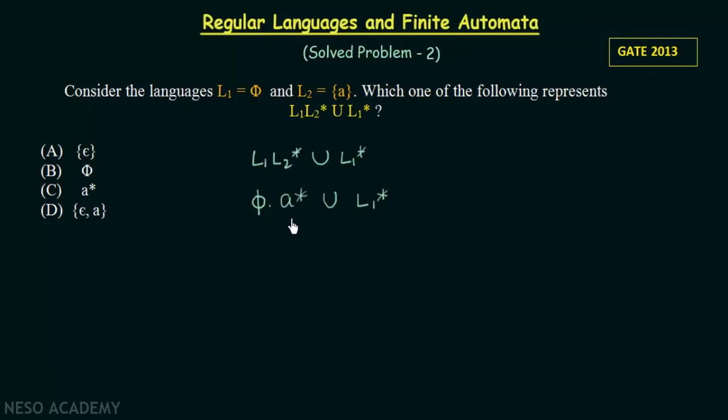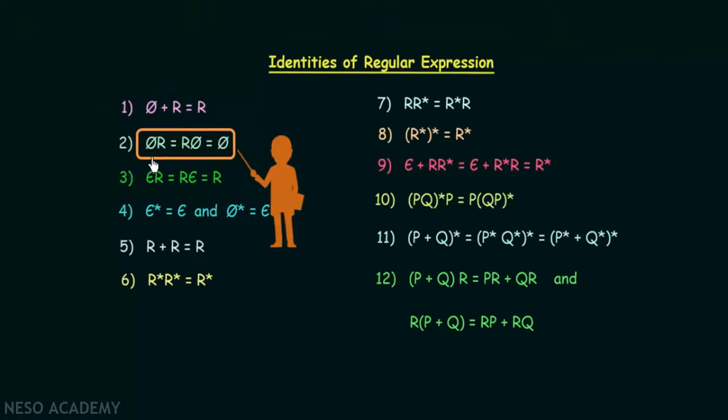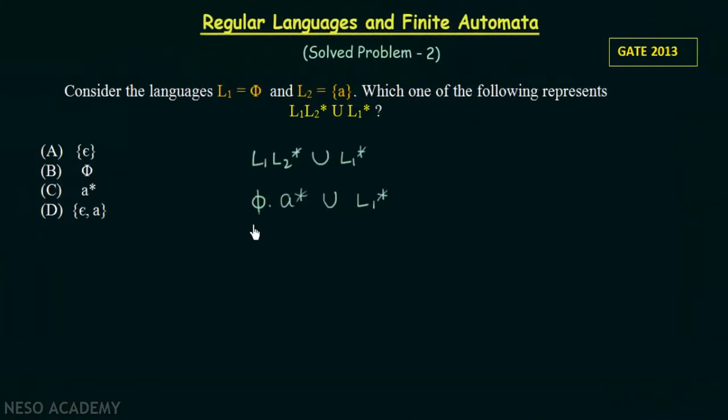If we look at the identities of regular expressions, we have an identity which says phi into R is equal to R into phi is equal to phi. That means phi into anything is phi itself, whether it is phi into R or R into phi. Phi is just like 0 in normal multiplication: whatever into phi is phi itself. So from that identity, phi into A star is phi, because phi into anything is phi itself.